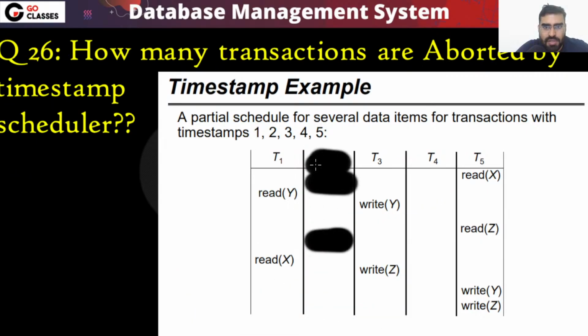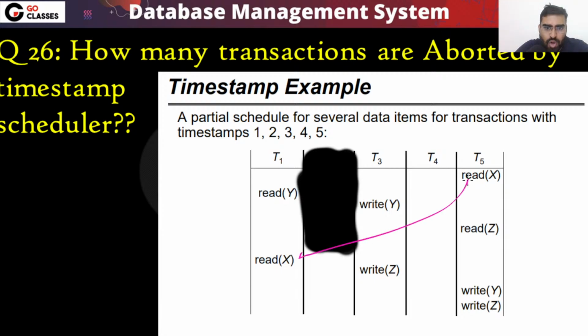Just remove T2, it is already gone. Now you can notice T1 will not roll back. There is no problem here. We don't have any problem here. So T1 will not roll back. Is this clear? Remember, T1 will not roll back.